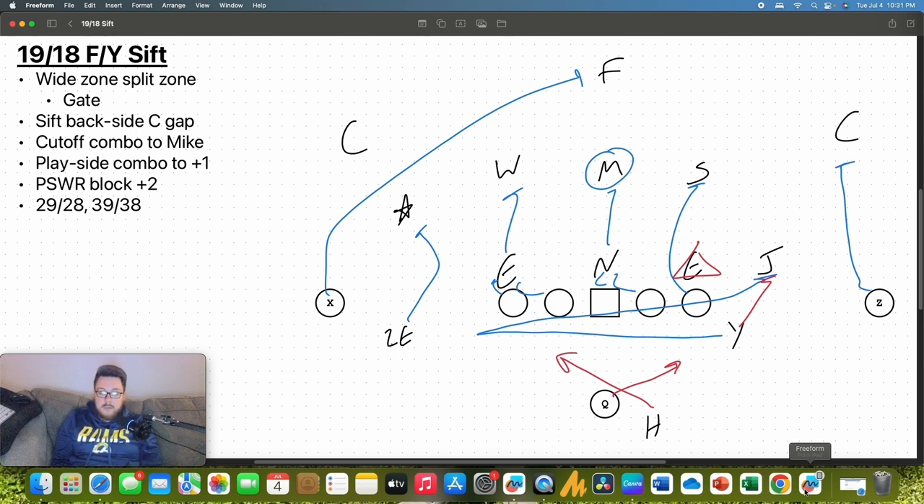What I definitely would not do with zone read is run any kind of gate where you're going to wham that backside defensive lineman because you're just going to end up whamming him right into the quarterback if he gets a pull read. So gate should strictly be reserved for 19-18 and 29-28 in my opinion.